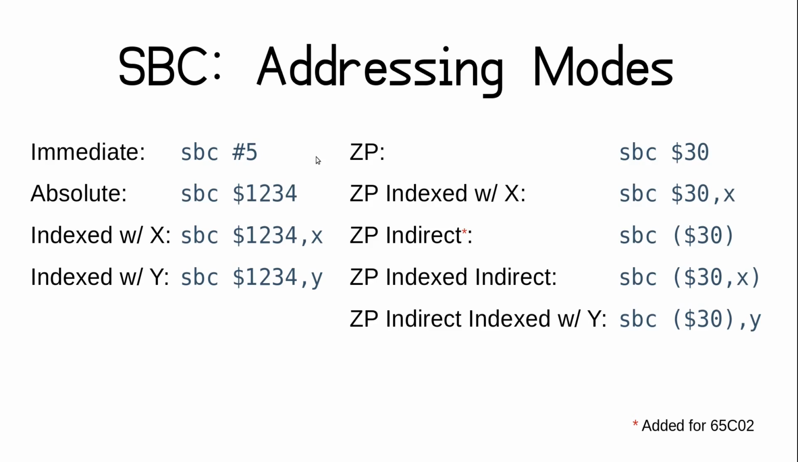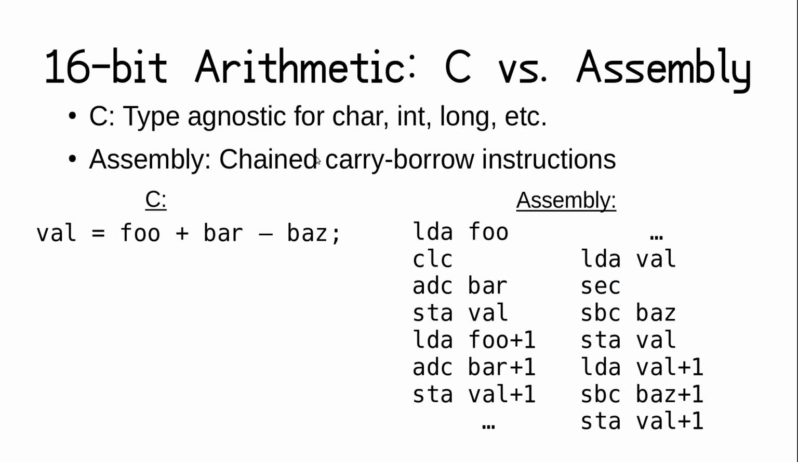with the 65C02. Let's take another look at the case study we saw earlier, but this time try to implement it as a 16-bit calculation. In C, the syntax of the expression doesn't change based on type. It looks the same whether the result is an 8-bit char, a 16-bit int, or a 32-bit long, or even a floating point value. But every byte of each operand needs to be accounted for in assembly code.